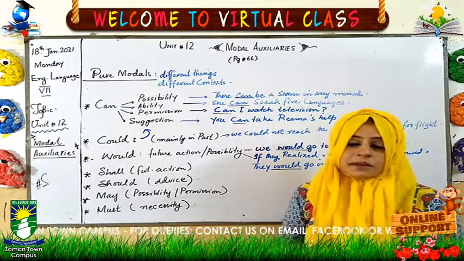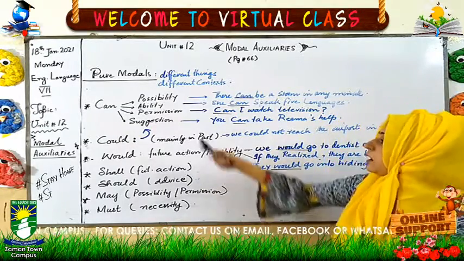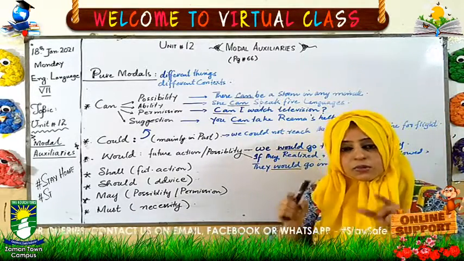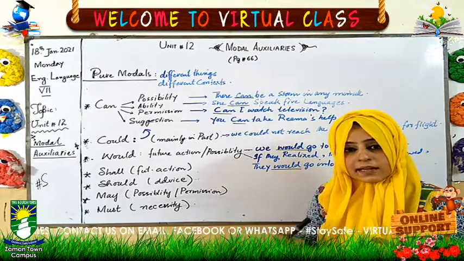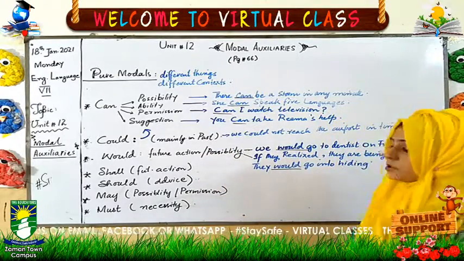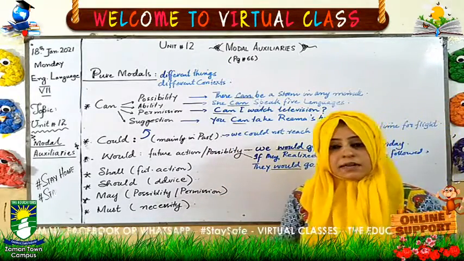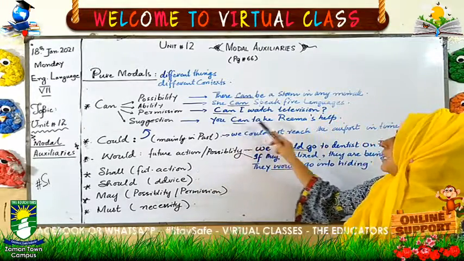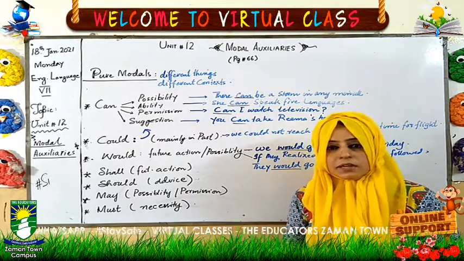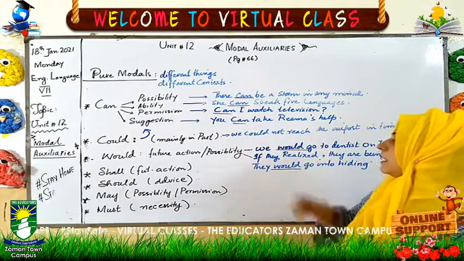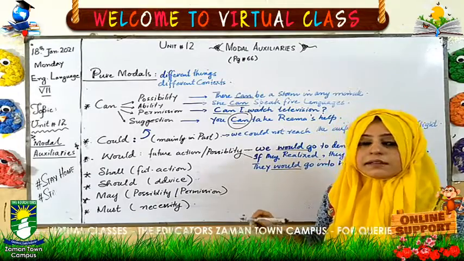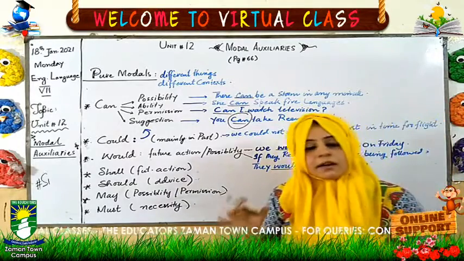And the modal auxiliary is the same, can. Permission: can I watch television? The question mark is there, it is an interrogation. So the modal auxiliary can is being used here as permission, taking permission for doing something. Now how can it be used as a suggestion? Like, you can take Rima's help. If you have any problem in any subject, any question, you can take Rima's help.